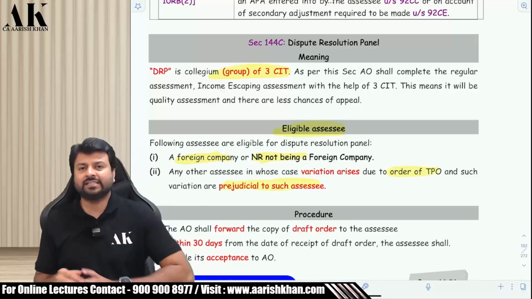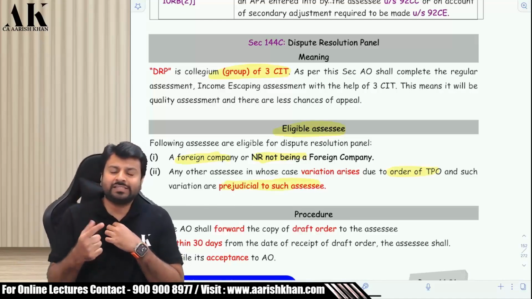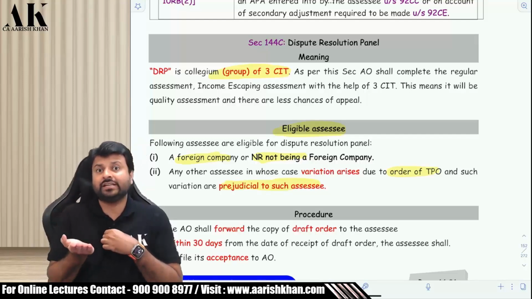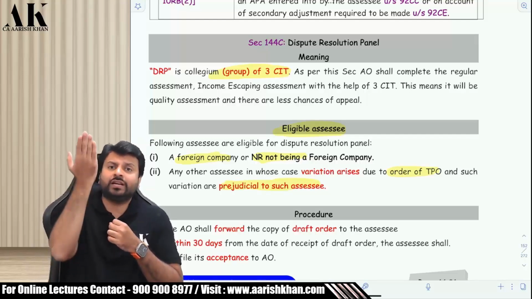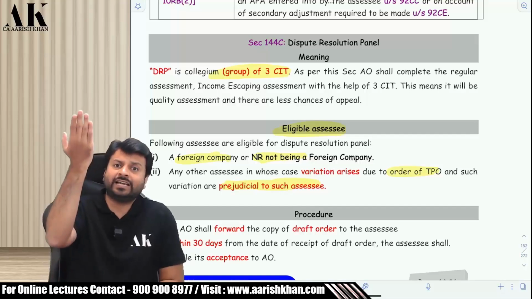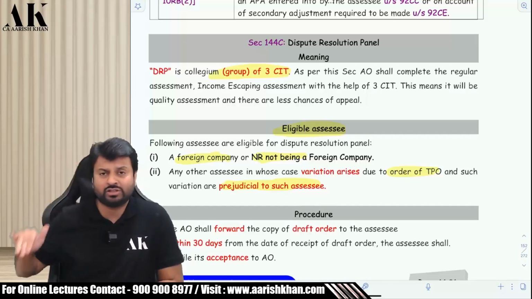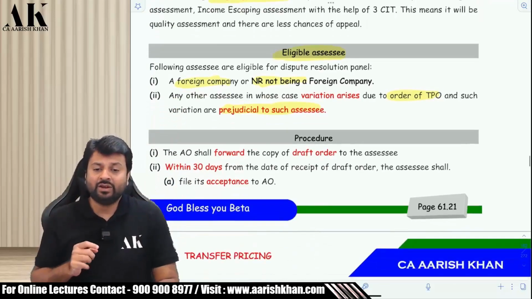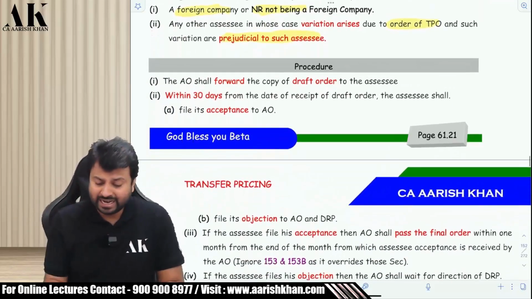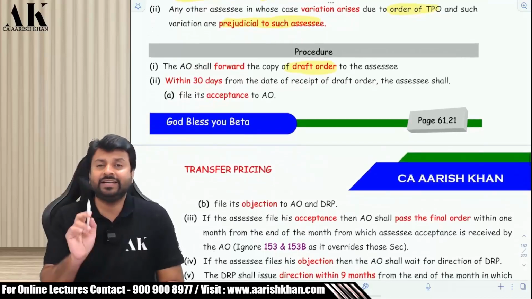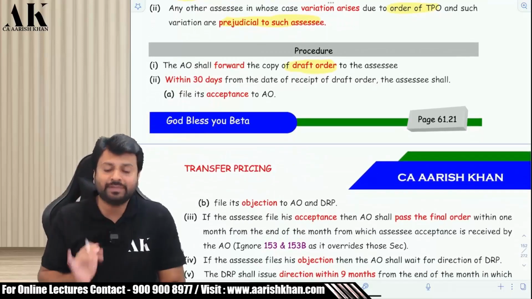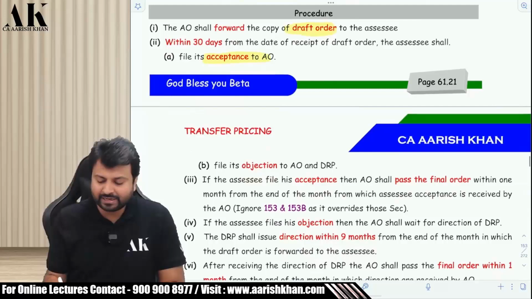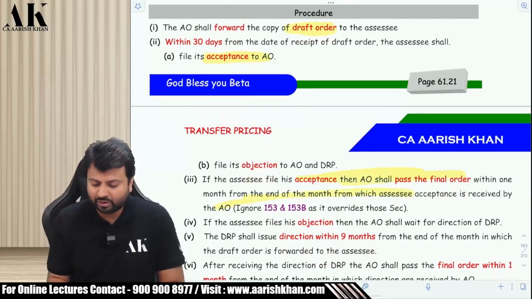So, in case of a foreign company, a non-resident, and any other assessee in whose case the TPO has passed an order prejudicial to the interest of the assessee, that is, it has increased the tax liability, reduced the refund, or reduced the losses, the AO cannot directly pass the order. The AO has to give a draft order to the assessee. The assessee has 30 days to accept that draft order. If the assessee accepts it, then the AO will pass the final order within 1 month.